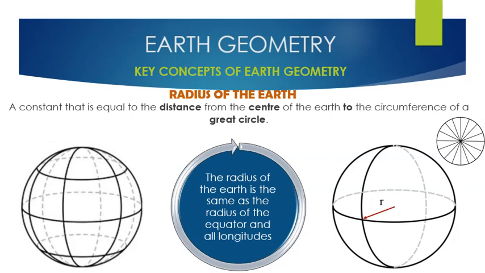Now, what is this constant? This constant is given in two units. The first one is in kilometers and the other one is in nautical miles. In kilometers, the radius of the Earth is 6,370 kilometers, and while in nautical miles it's 3,437 nautical miles. With this said and done, today's lesson covering the key concepts of Earth geometry is done.